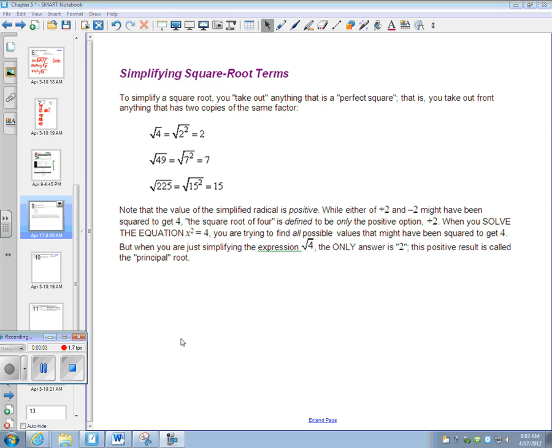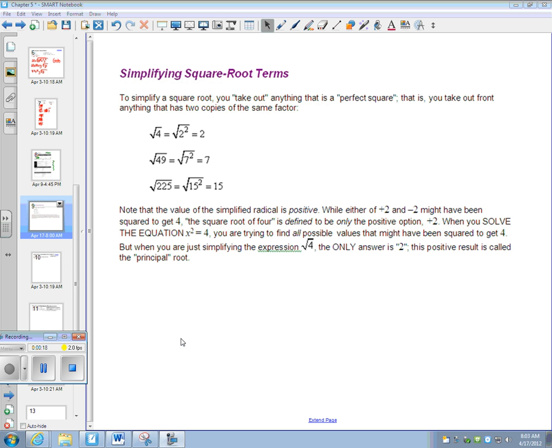Okay, we are looking at 5.3. 5.3 starts on page 211 with some key ideas and some strategies on how to solve radical equations. I want to just take a second and talk about simplifying square root terms.